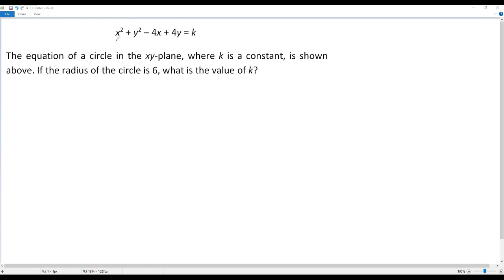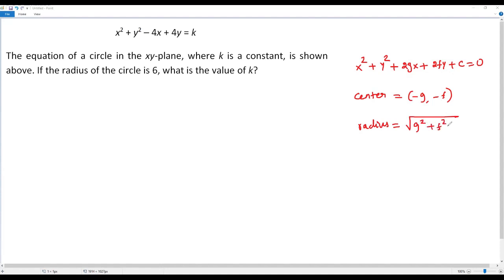In the given equation of the circle, we have to get the value of this constant k. Let me consider the equation for a circle in general form, that is x² + y² + 2gx + 2fy + c = 0. When the equation for a circle is given in general form, there is a formula to get the center and radius. The center is (−g, −f), and we get g and f from the coefficients of x and y. The formula for the radius is the square root of g² + f² − c.